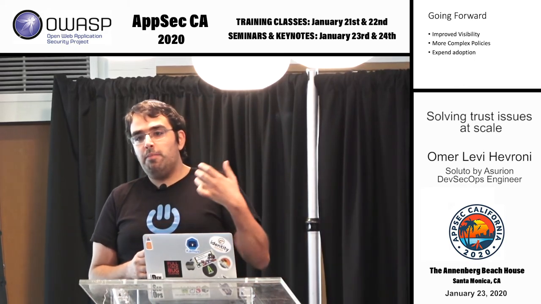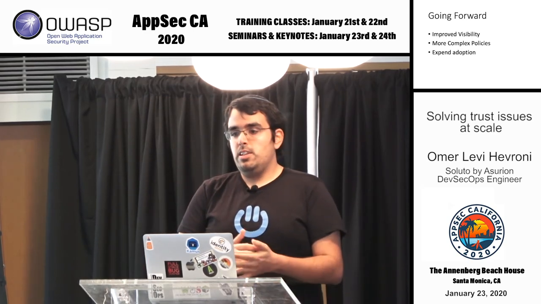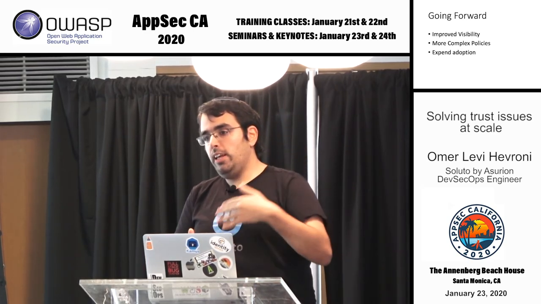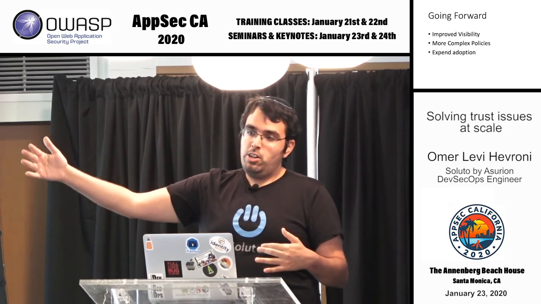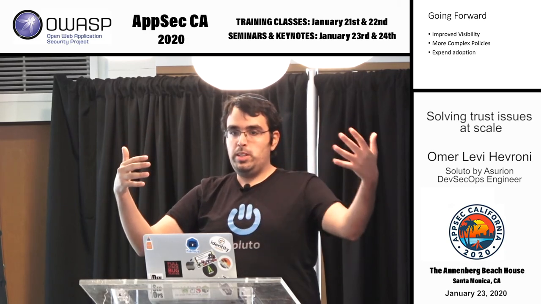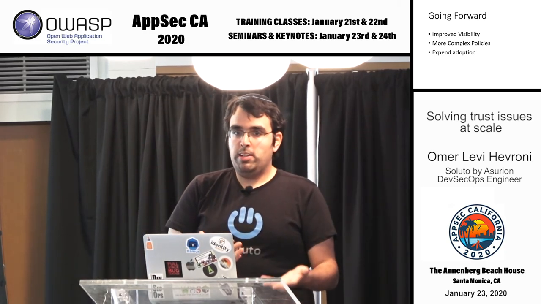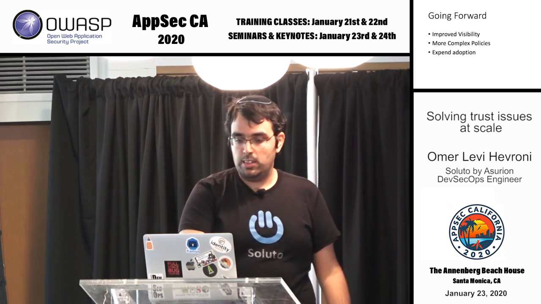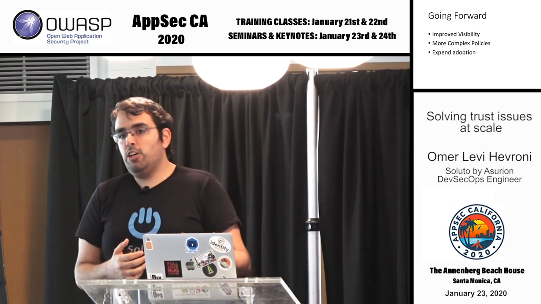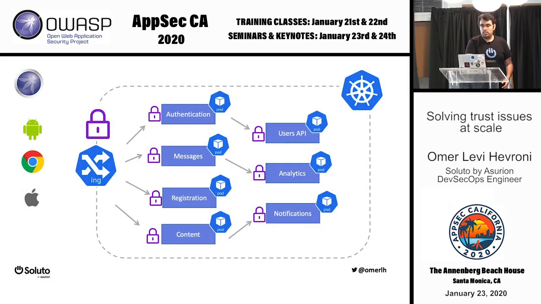We also want to write more complex policies. For example, imagine that you want to build a policy based on user properties. So you want to take the user ID from the JWT, go to the user service, fetch the user details, and pass all that with the request to the policy. This is a really cool policy that you want to write, and OPA supports it. And finally, we want to expand adoption and get to a situation where all our services use it, and this is the default. So now we have this system.